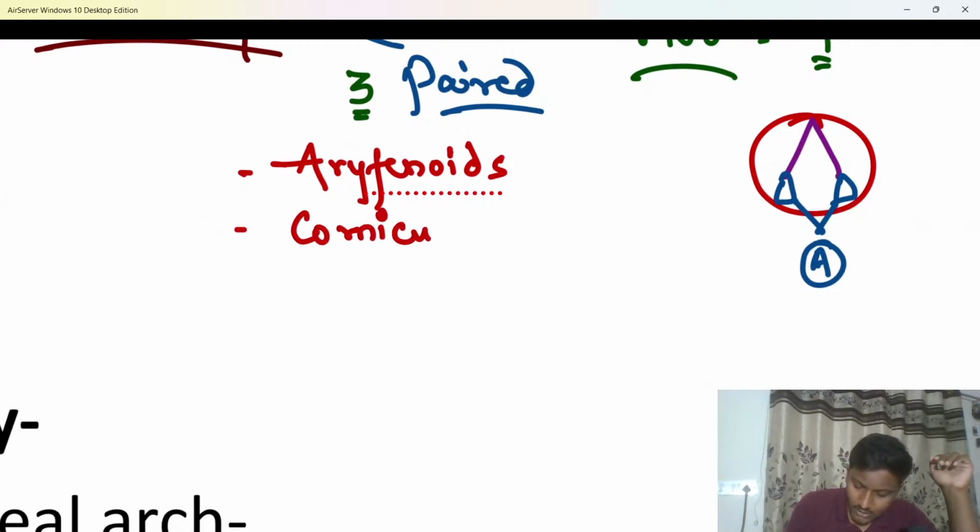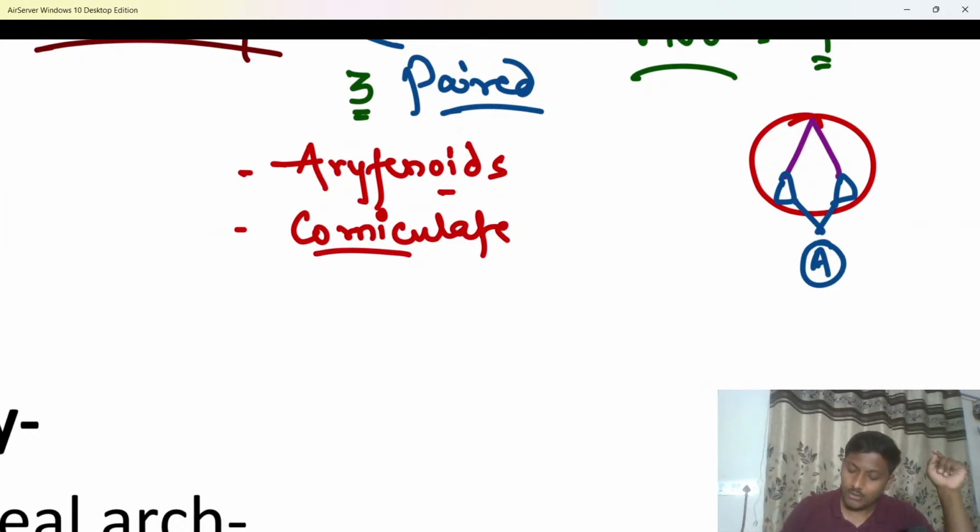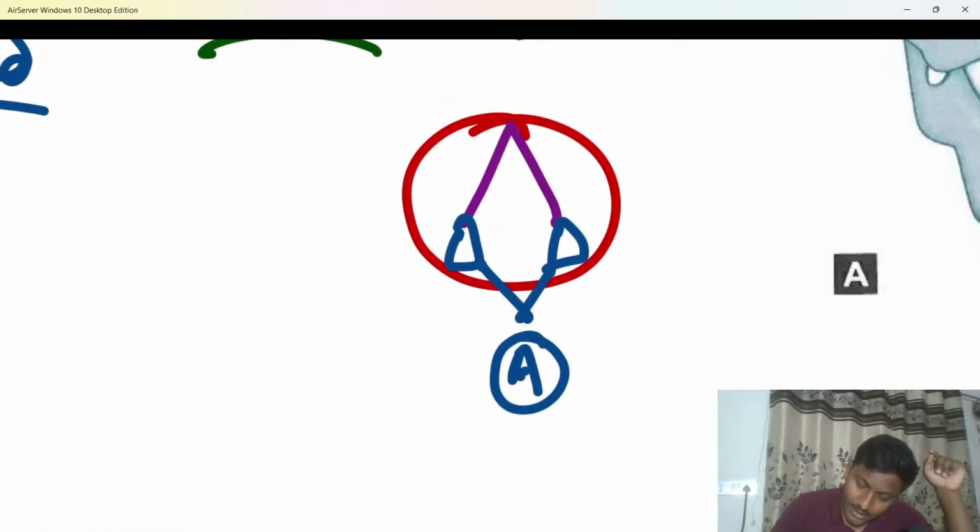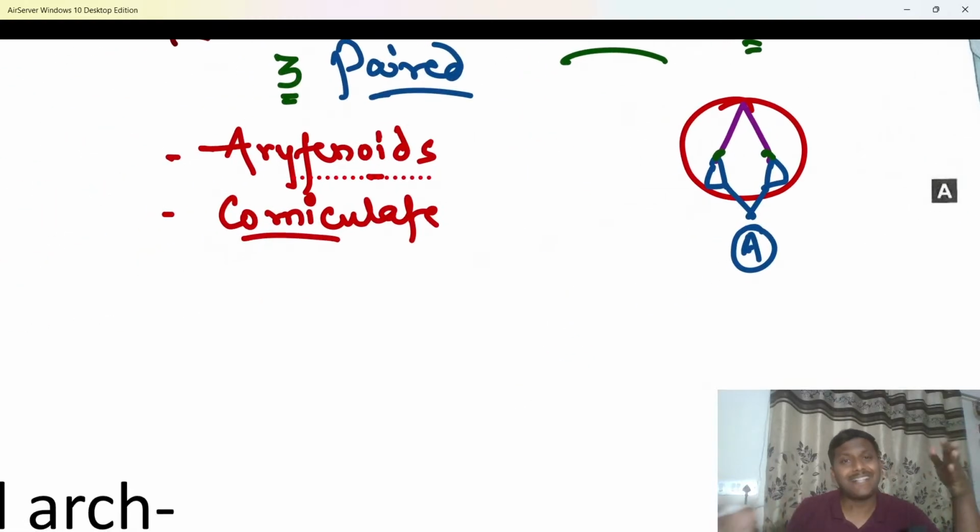Now why this is called as corniculate, you'll understand. Cornu in Latin means horn, beta. Okay, seeing. So definitely the corniculate cartilages are sitting on top of the arytenoid and they look like horns of arytenoid. How does it look? It looks like horns of the arytenoids, right? So therefore they are called as corniculate, horn like cartilages.